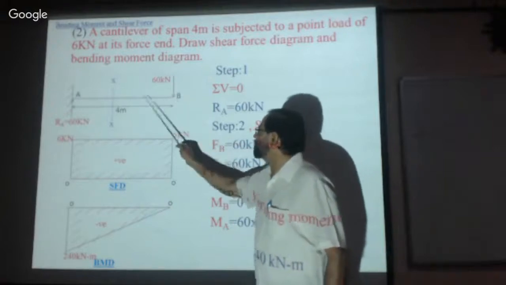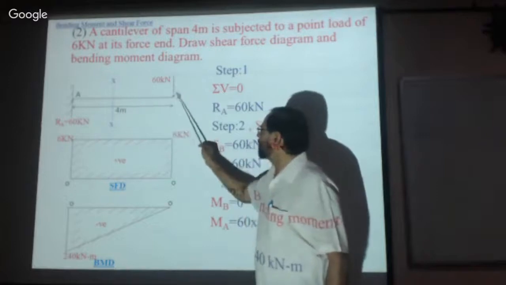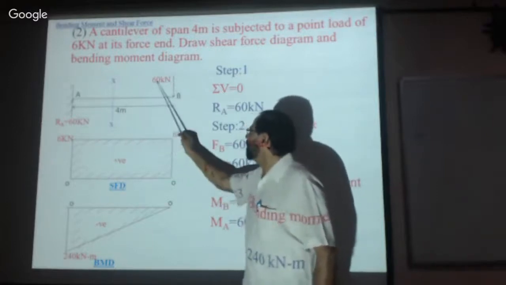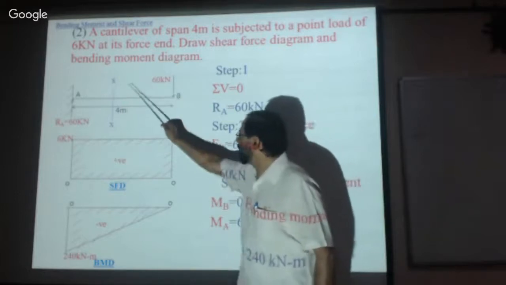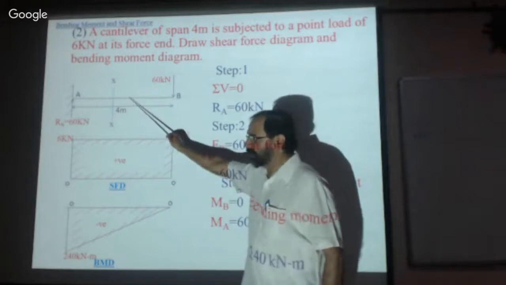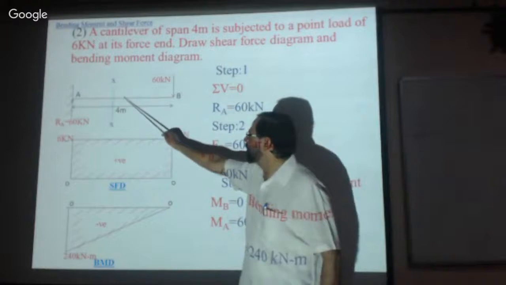60 multiplied by distance, isn't it? Let us say at the center, 60 multiplied by 2, that is 120 kilonewton meter. This is the bending moment at the center.